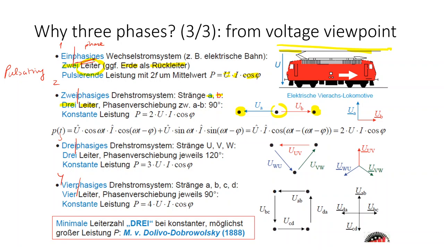Now when we use multiple phases, multiple means in this case from two phases onwards: 2, 3, 4. Now you can see from this chart that when we use 2, 3, or 4, the power becomes constant. Okay, konstante Leistung in zweiphasisch, dreiphasisch und vierphasisch. Okay, you have a constant Leistung. Now you can see, right?